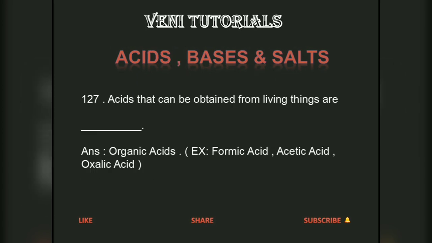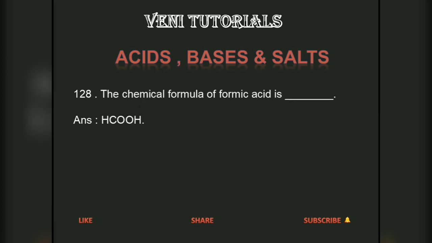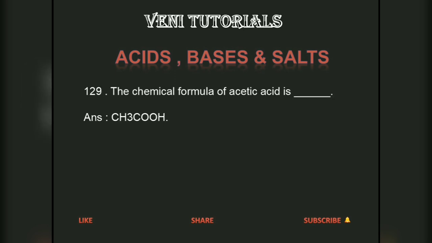Acids that can be obtained from living things are dash. Answer: organic acids. The chemical formula of formic acid is dash. Answer: HCOOH. The chemical formula of acetic acid is dash. Answer: CH3COOH.